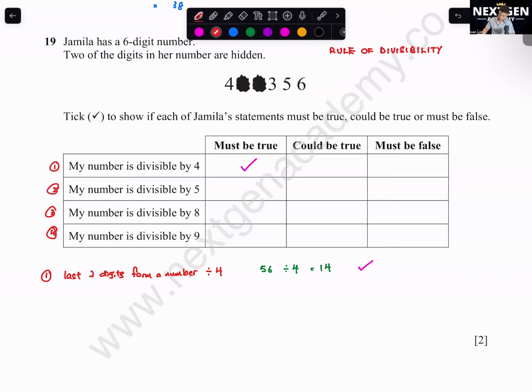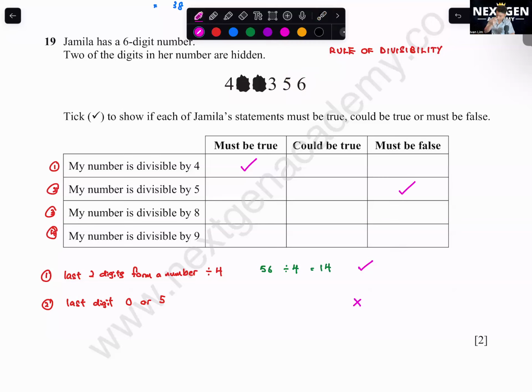Okay, second one. Number is divisible by 5. So last digit is 5 or 0. Very good. So last digit 0 or 5, because any number that ends with 0 or 5 can be divided by 5. This one, the last digit is 6. So it's not true. This one is wrong. Must be false.